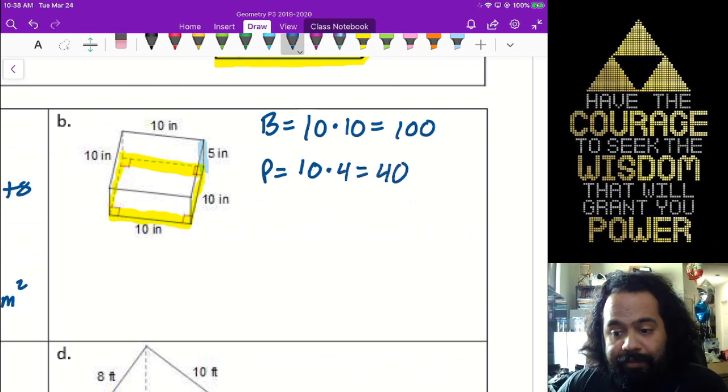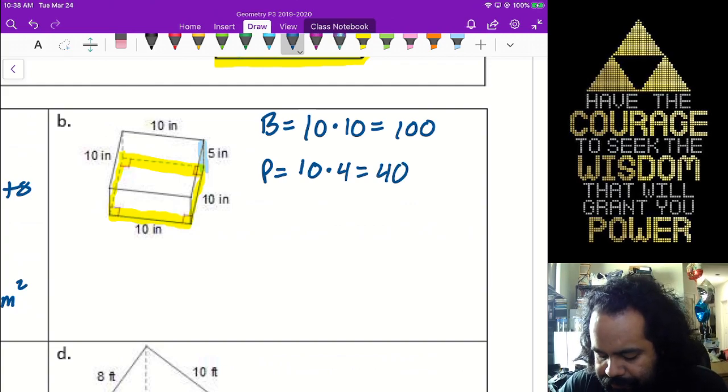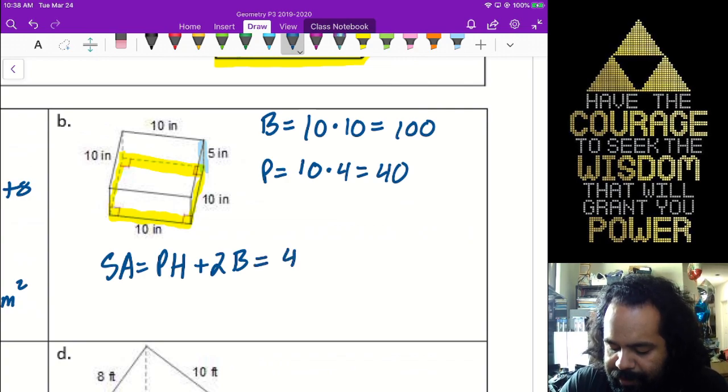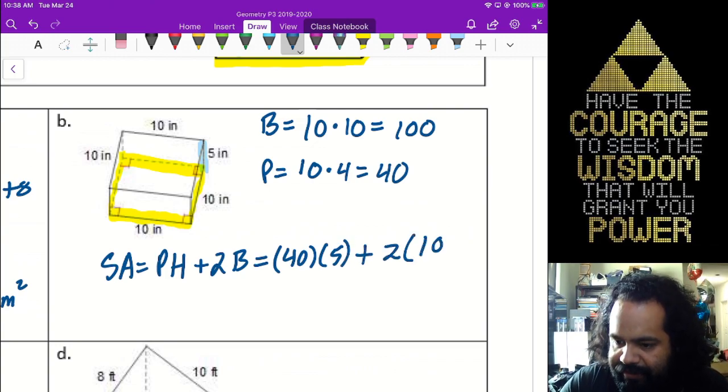All right, and at this point, let's just plug it in. Surface area equals the perimeter times the height plus 2 of my bases. So my perimeter of 40 times the height of 5 plus 2 of my bases.